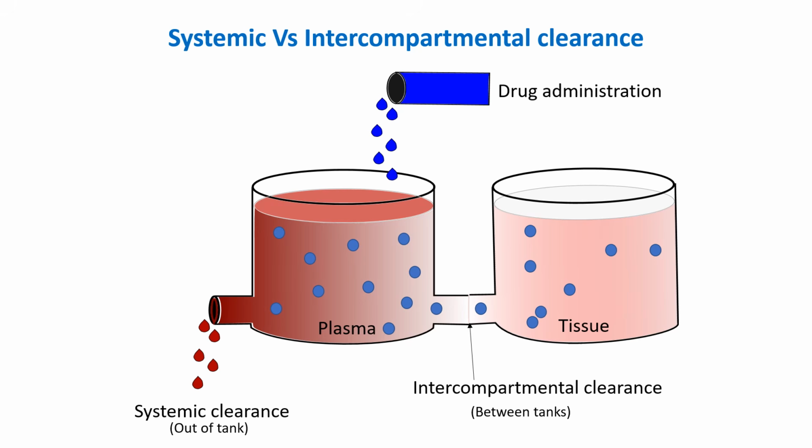Systemic clearance, also known as total body clearance, refers to the total volume of plasma from which the drug is completely removed per unit time, considering all the routes of elimination like renal, hepatic, pulmonary, etc. This type of clearance is concerned with the overall elimination of drug from the systemic circulation.